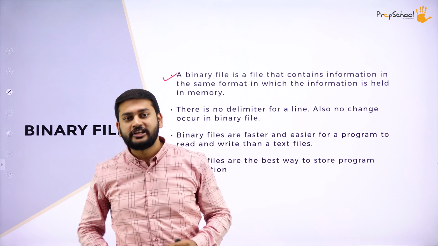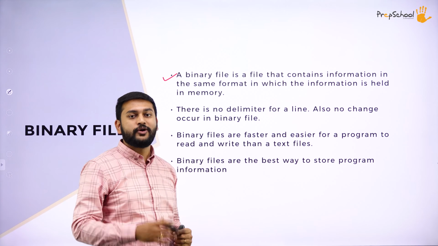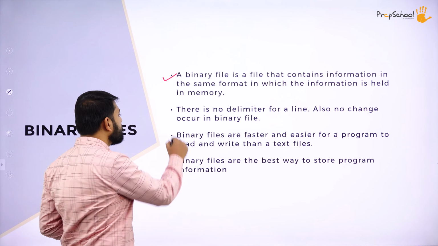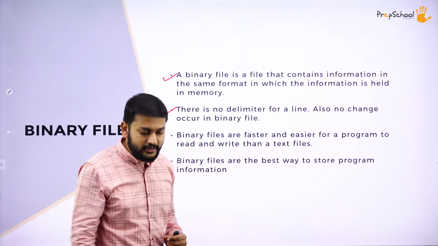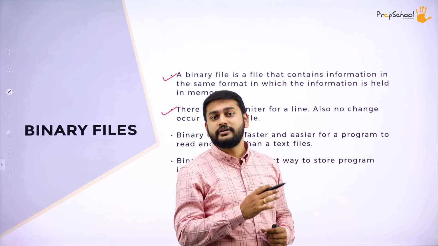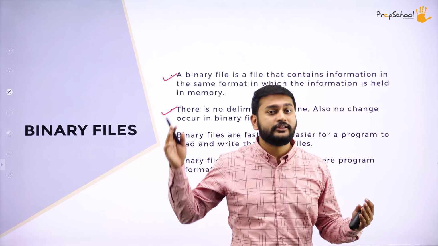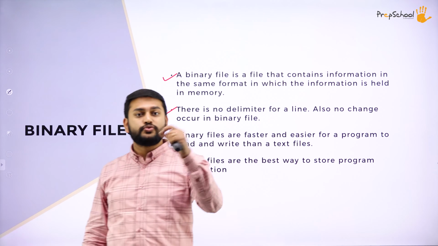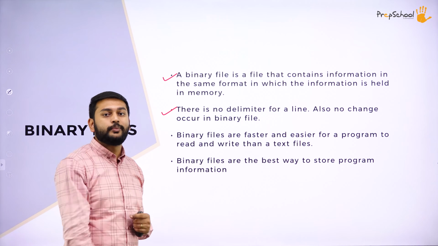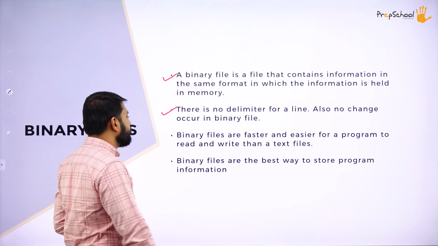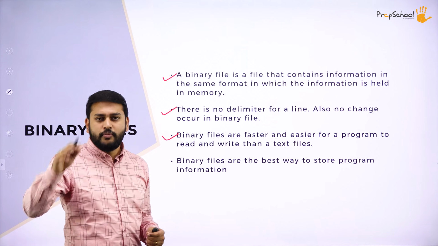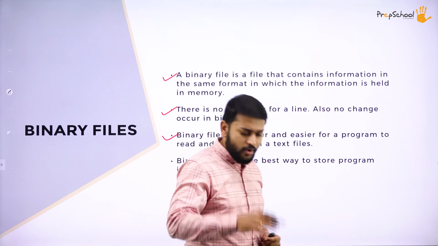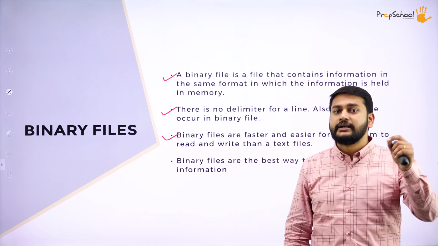Point number one with respect to binary files. What is the second one that we have? Second point. There is no delimiter of the line. Like now we have the end of line in the text files, but we don't have that in the binary files. That is what you need to remember in the second point. What is the third point that we have? Sir, binary files are faster. Binary files are faster when compared to the text files.